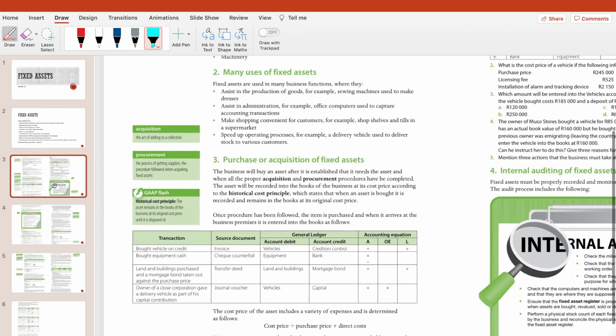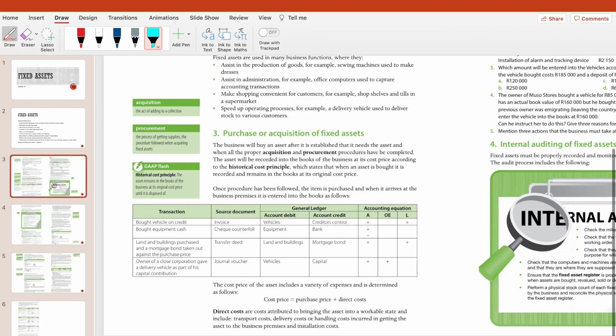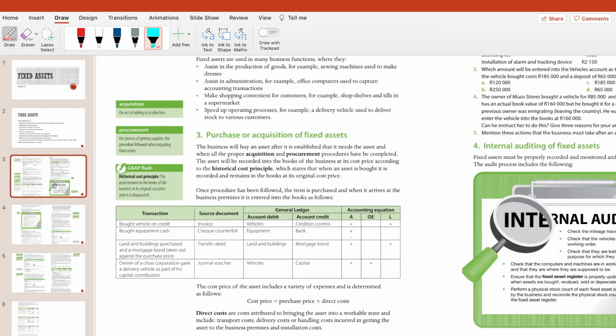There's just some keywords. Acquisition is the act of adding to a collection. Procurement is the process of getting your supplies and the procedures that are followed when you have to acquire any fixed asset. And then that GAAP principle is your historical cost principle. So everything will be recorded at historical cost, the cost that you paid for the asset when you bought it.